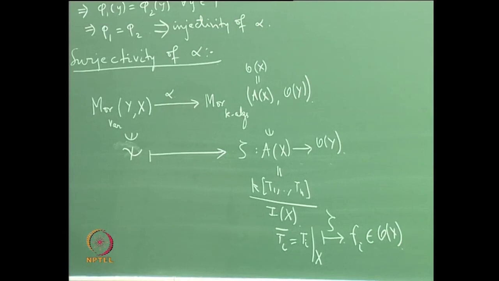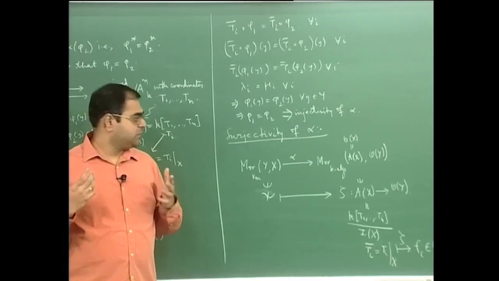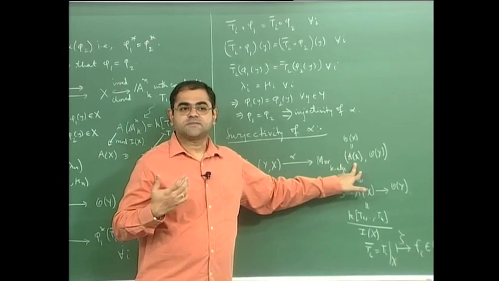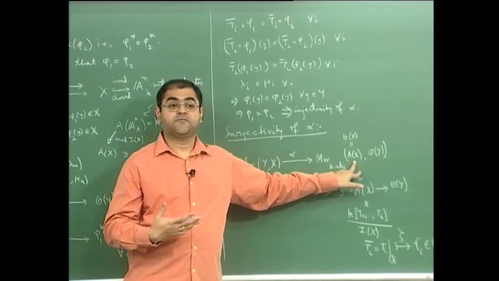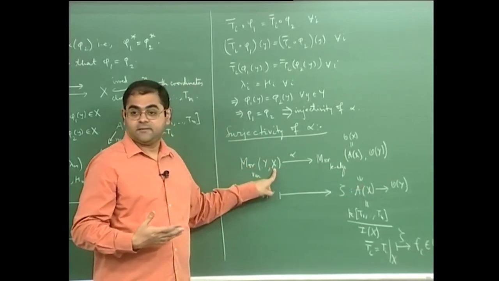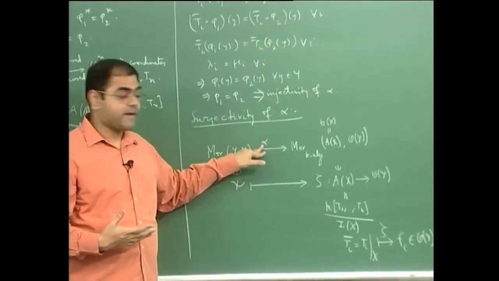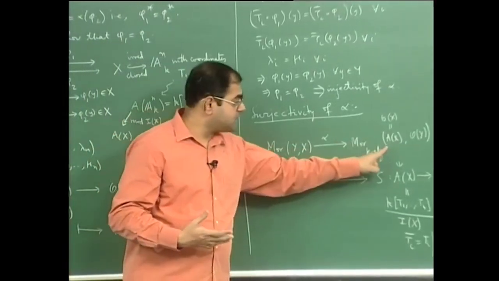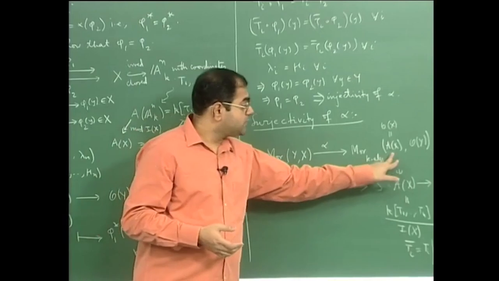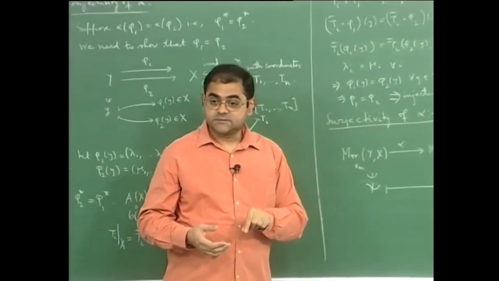So we are just saying that morphisms into an affine, via the pullback of regular functions, correspond to k-algebra homomorphisms from the ring of functions on the affine, okay. So let me repeat that: morphisms into an affine correspond via the pullback of regular functions to k-algebra homomorphisms of polynomials or regular functions on the affine.